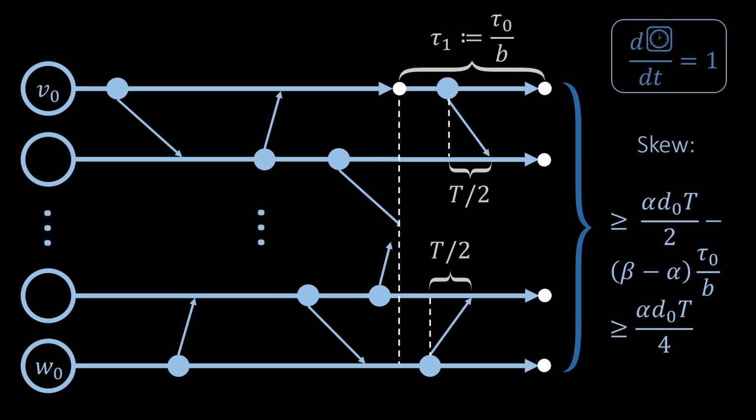The clock skew is reduced by at most beta minus alpha times the duration of this extension because V0 must increase its clock value at least at rate alpha and W0 can increase its clock value at most at rate beta. We choose the constant b in such a way that the remaining clock skew is at least alpha times D0 times t divided by 4.